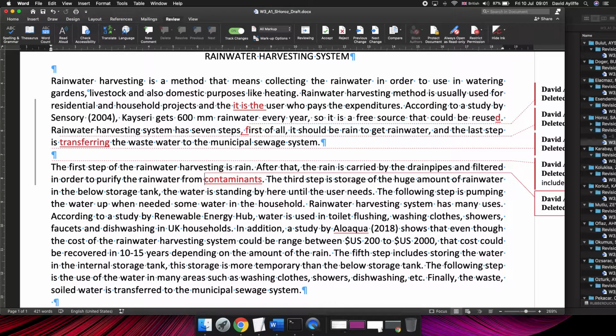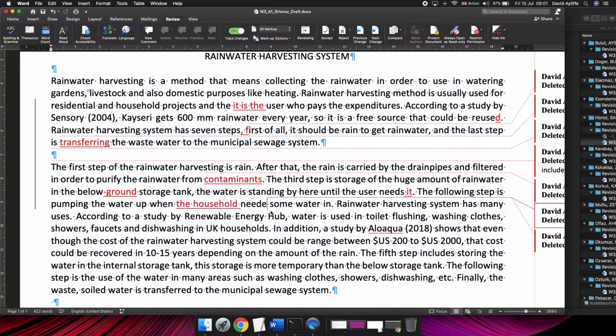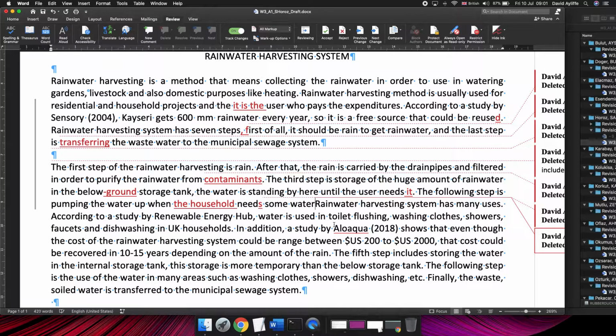The third step is storage in the below ground storage tank. The water is standing there. Water is standing. Yeah, okay. Until the user needs it. The following step is pumping the water up when needed. Some water when the household needs some water. Rainwater harvesting has many uses.